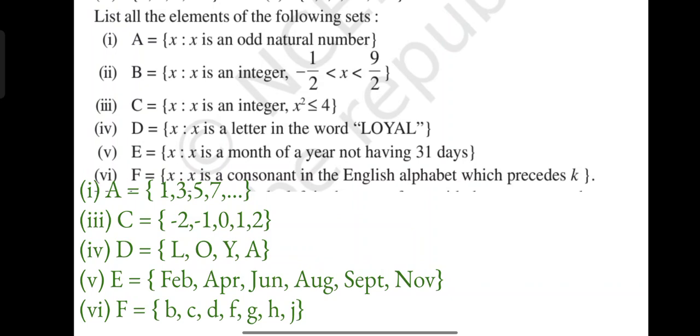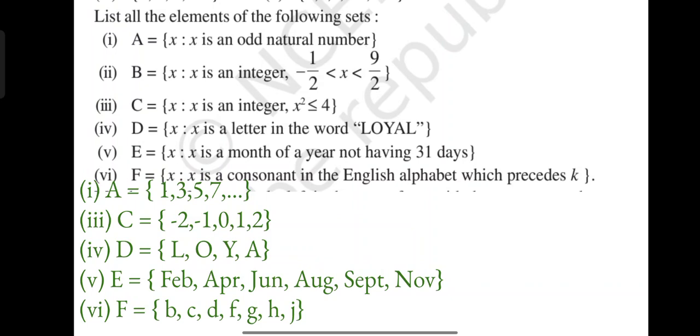Okay, and come to the next question, that means C, the third one. x should be an integer. So by seeing an integer, what all can we write? We can write negative numbers, 0 as well as positive numbers. But here not every one, since one more condition is given. What is it? x square should be less than or equal to 4. The square of the number which we are writing should not be greater than 4. It should not be 5, 6, 7 and so on.